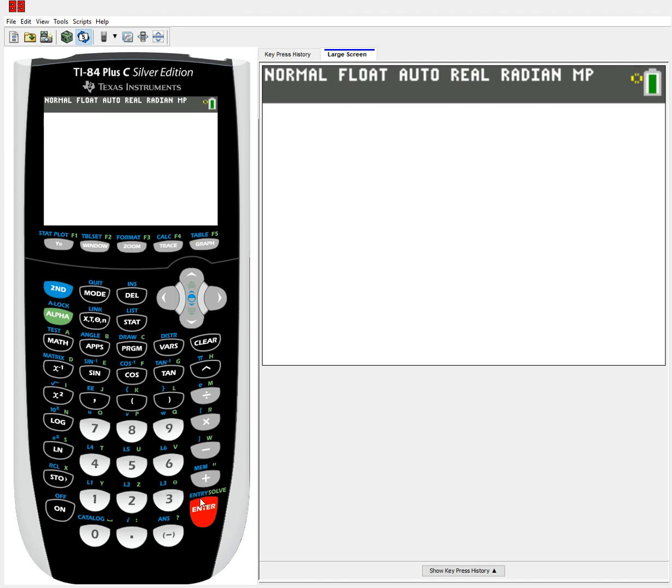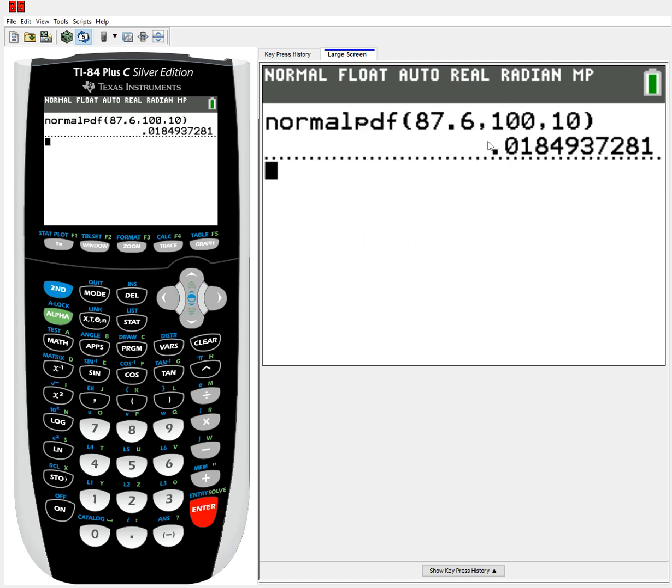If I hit enter on this, I get a value of 0.01849. Now that did not match up with what I saw on the previous graph. That was 0.10, or about 10%. This is indicating close to about 2%. But again, this is specifically for a singular probability, the height at that specific point, the height of the curve at that point. Not necessarily a full area of probability, which is normally what we wish to work with. So this has very limited uses.